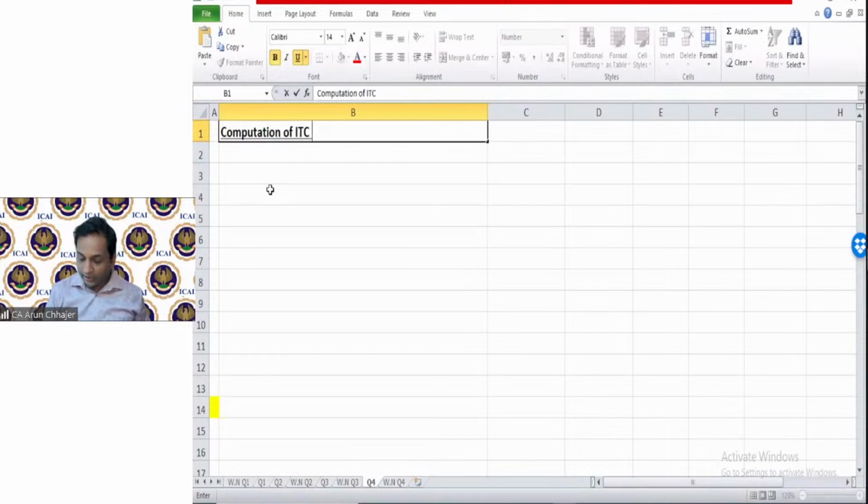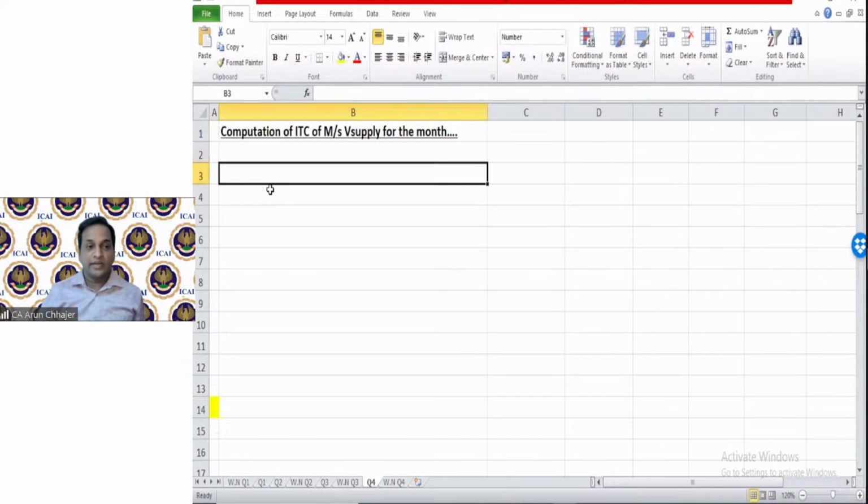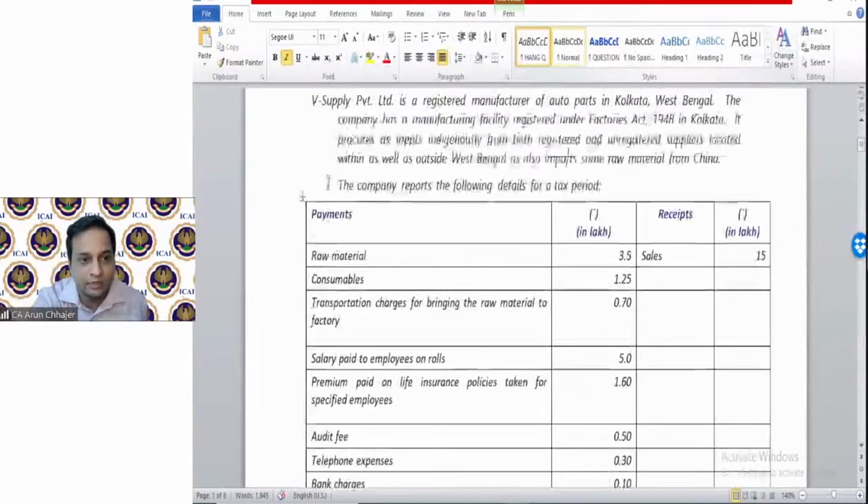Computation of ITC of M/s We Supply. Okay. So first we are calculating, let me go to the raw material.